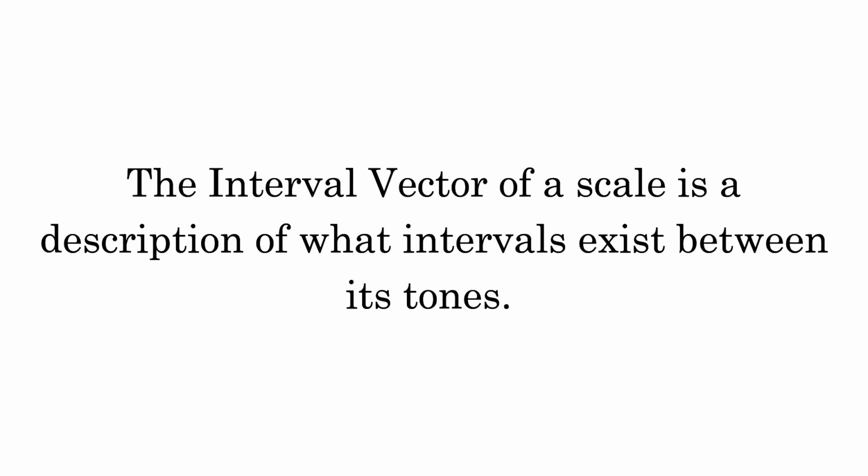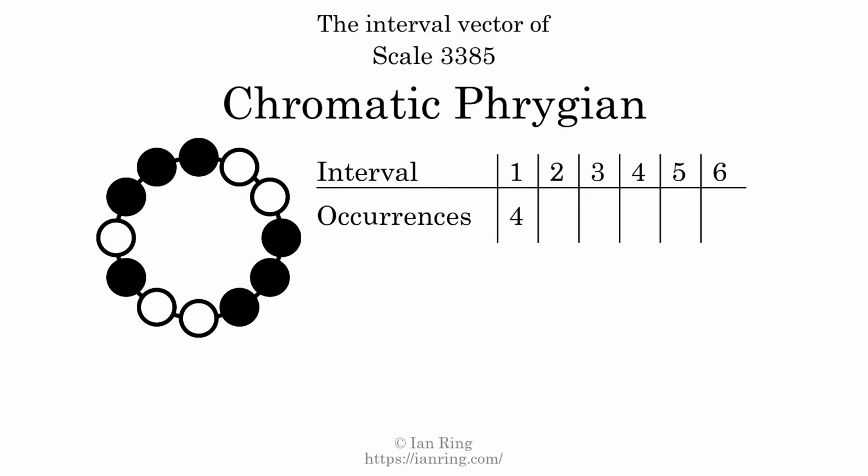The interval vector of a scale is a description of what intervals exist between its tones. There are 4 intervals with the size of 1 semitone. They are here, here, here, and here. There are 3 intervals with the size of 2 semitones. They are here, here, and here.